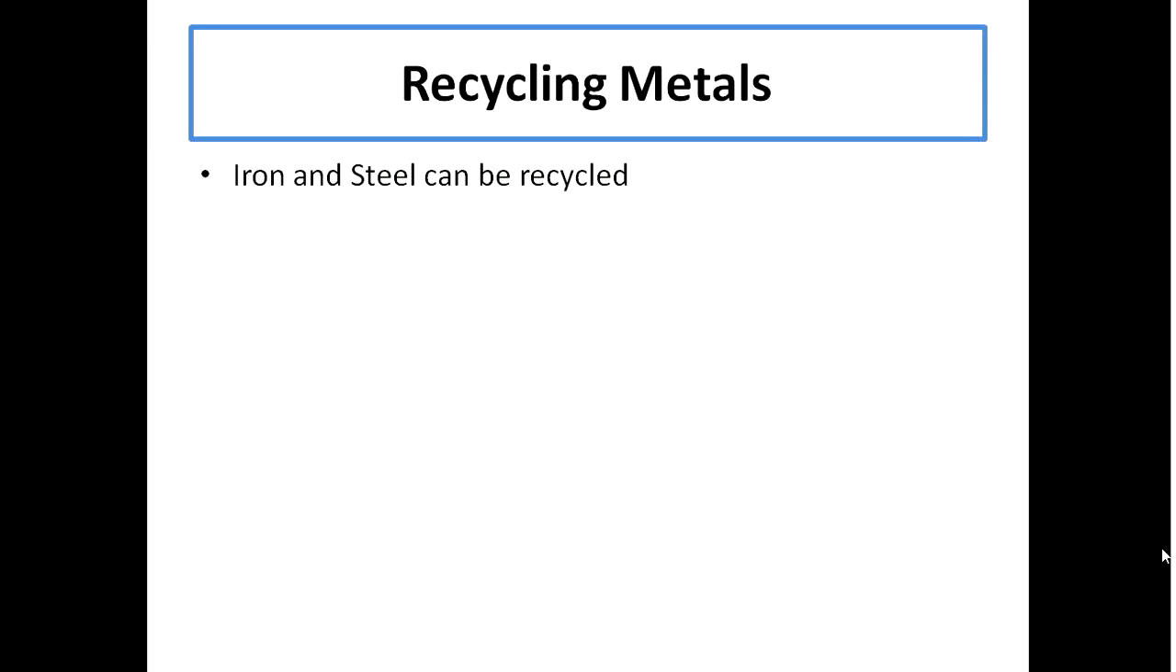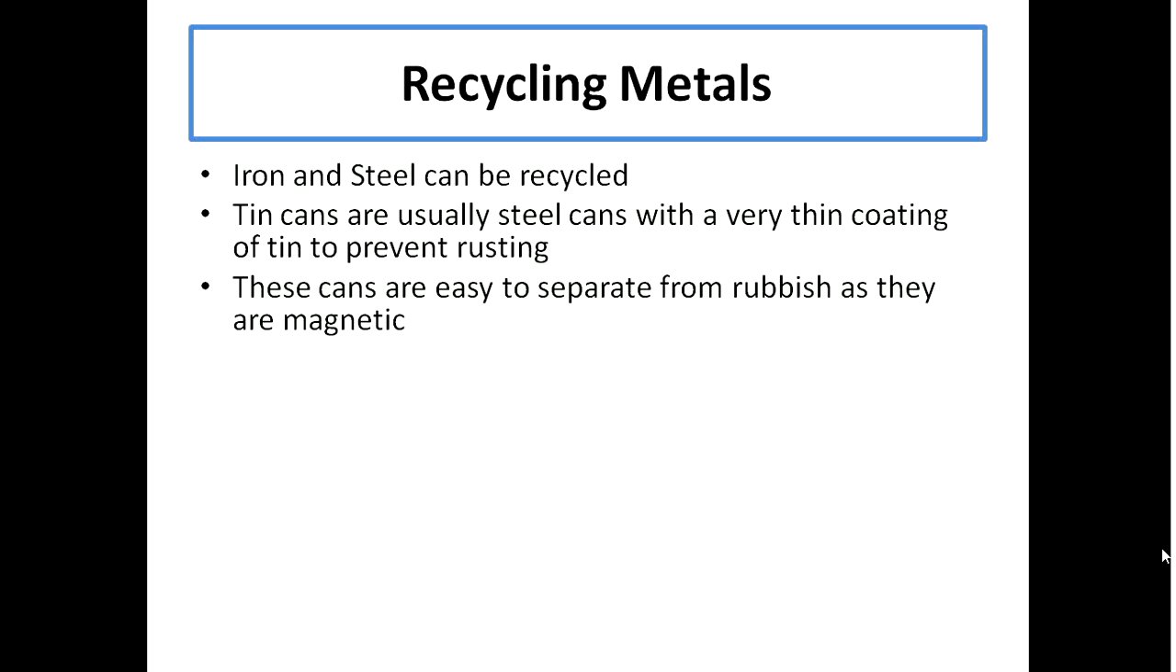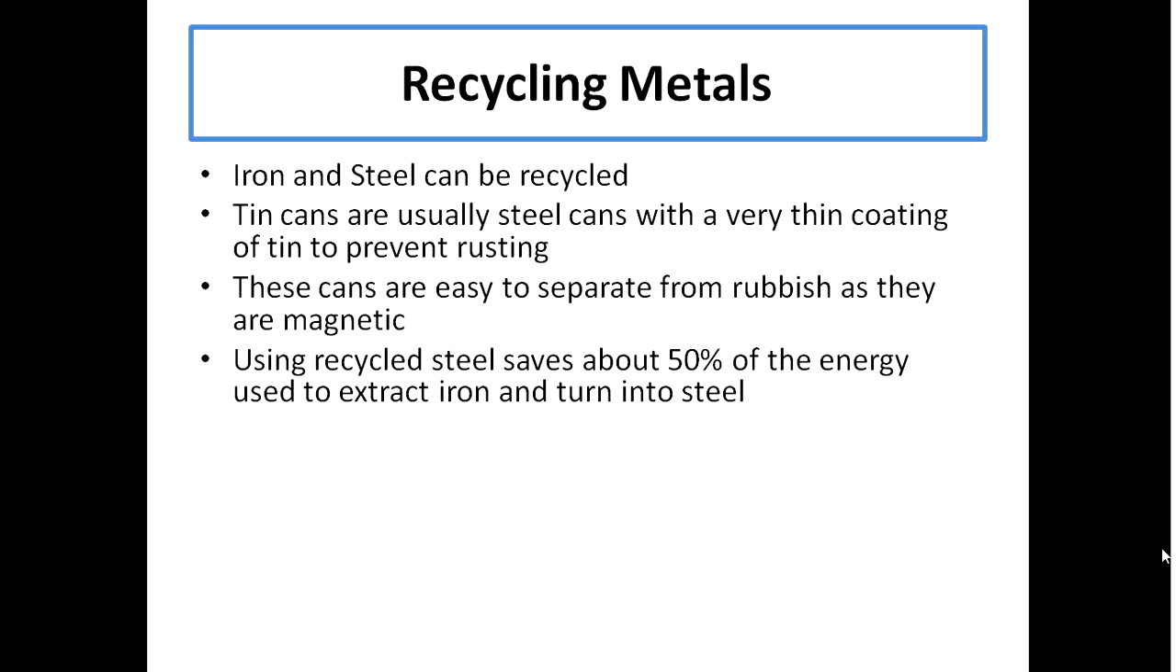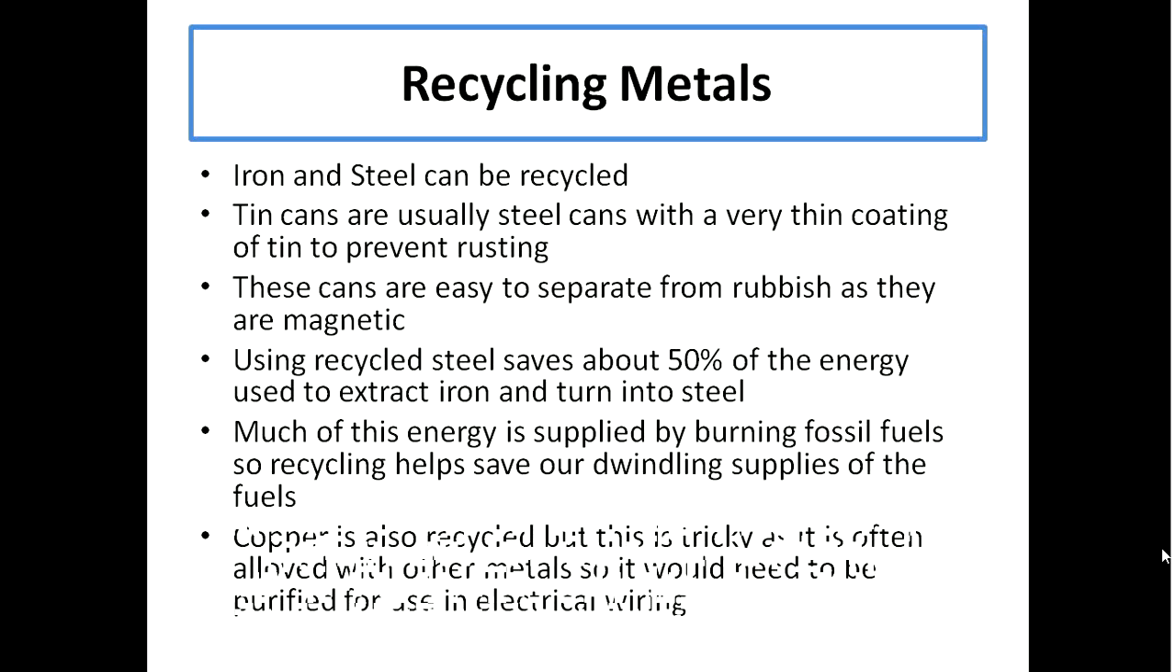Iron and steel can be recycled. Tin cans are usually steel cans with a very thin coating of tin to prevent rusting. These cans are easy to separate from rubbish as they are magnetic. Using recycled steel saves about 50% of the energy used to extract iron and turn it into steel. Much of this energy is supplied by burning fossil fuels, so recycling helps save our dwindling supplies of the fuels.